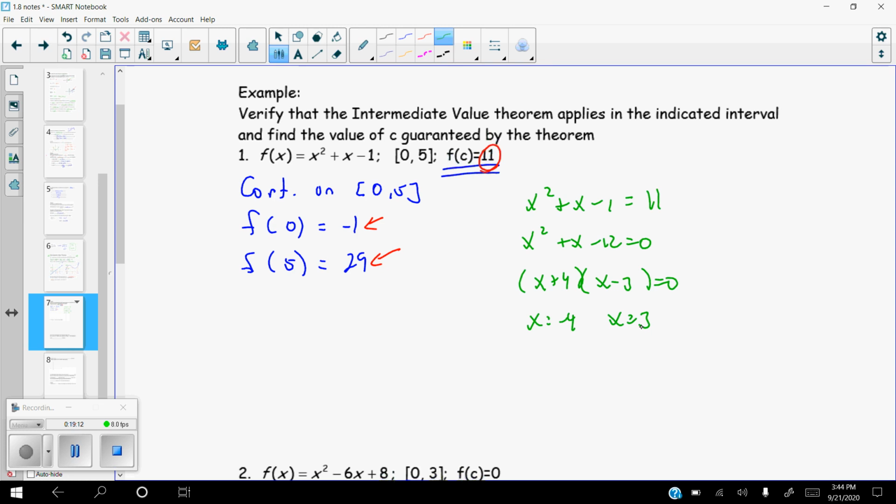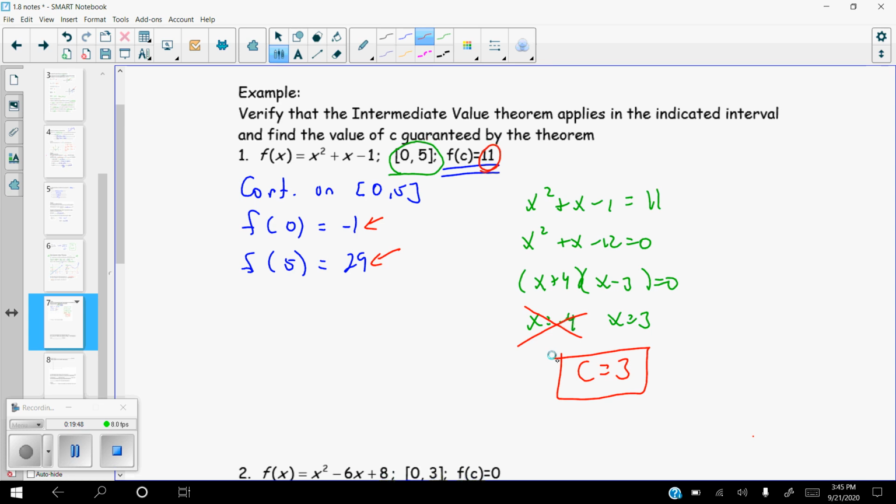And since we're looking for the ones that are guaranteed by the intermediate value theorem, they have to be on our original domain. Our original domain was from 0 to 5. Well, x equals -4 does give you a value here of 11, but it's not on our domain, so we're going to get rid of this one. It's not really included. So our answer is that C equals 3. -4 is out of the domain. So C equals 3 is our value that is guaranteed to give us that value of 11 by the intermediate value theorem.